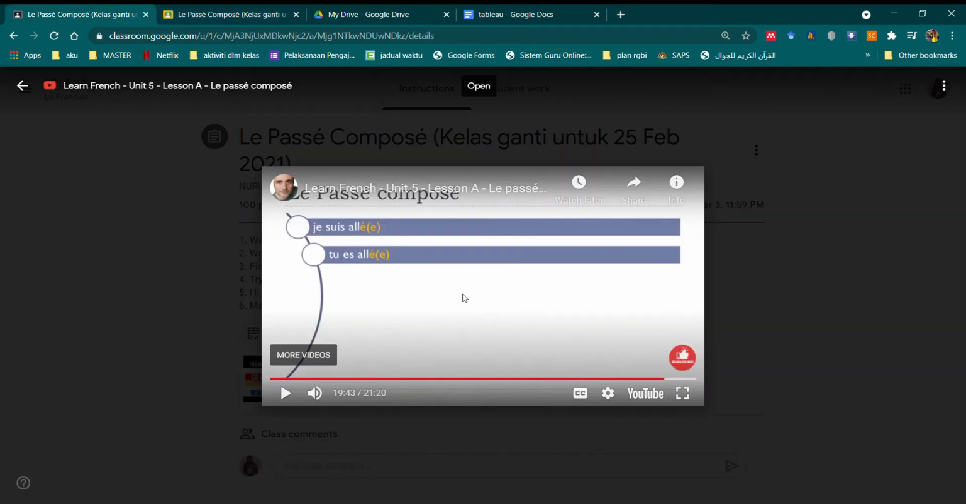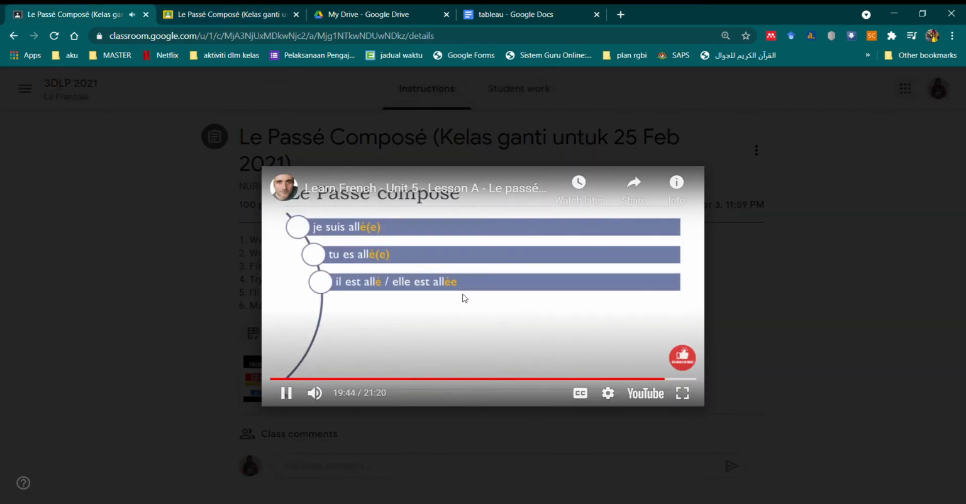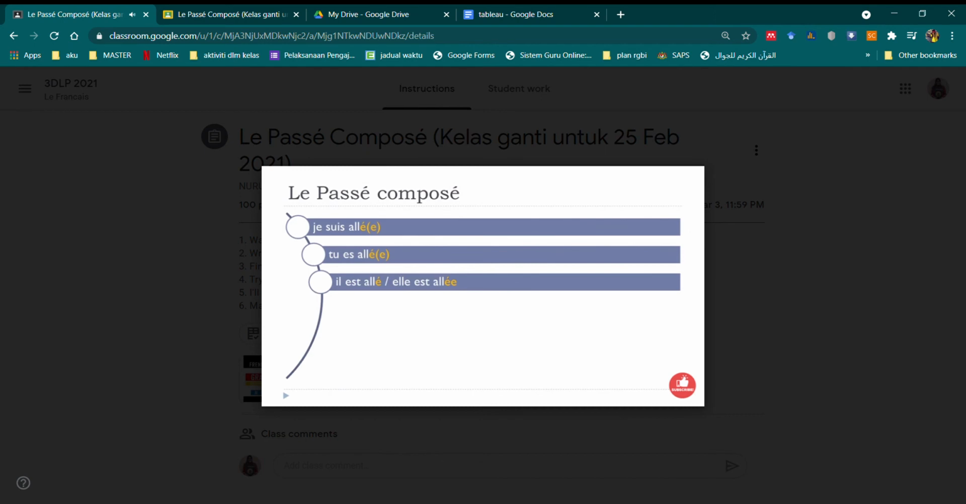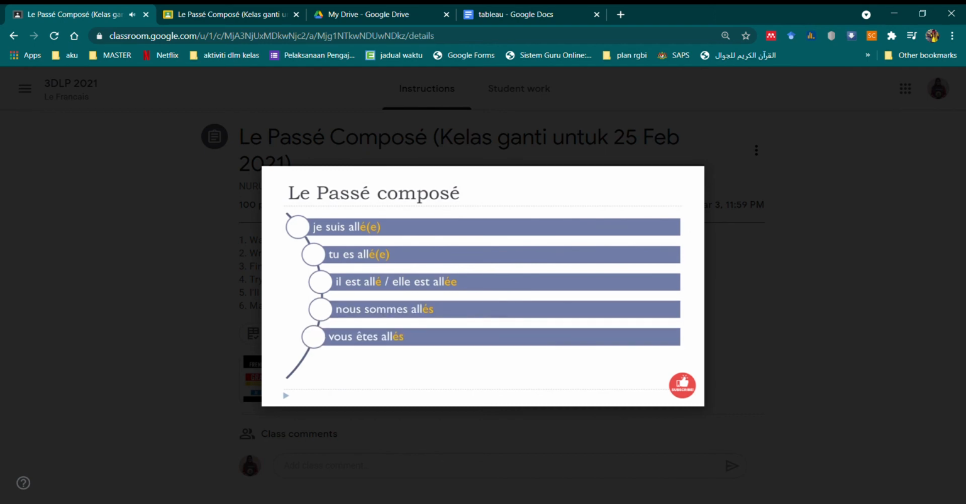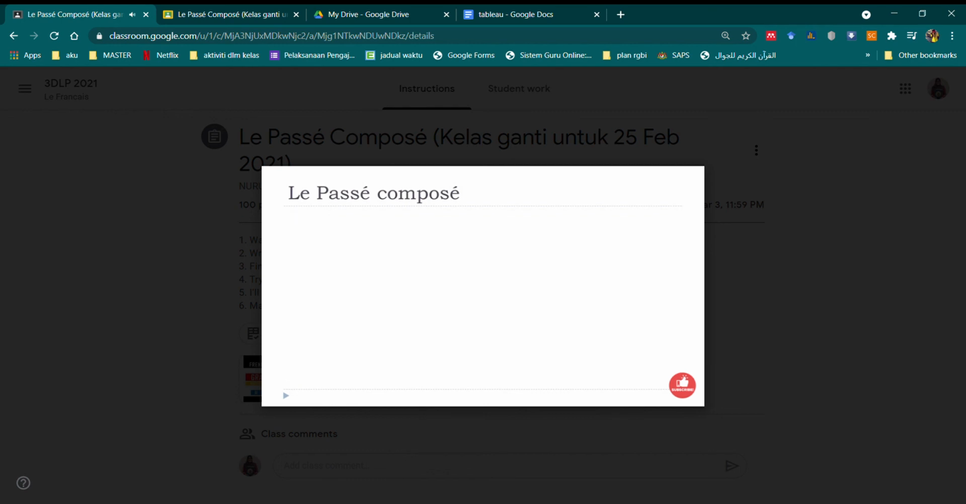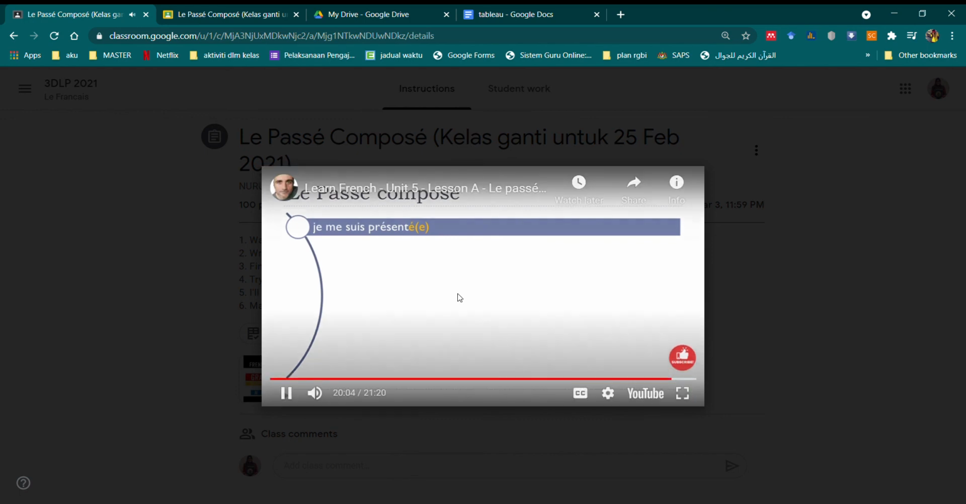Allé, il est allé, elle est allée, nous sommes allés, vous êtes allés, ils sont allés, elles sont allées. Okay? Let's see as well an example for all these reflexive verbs.